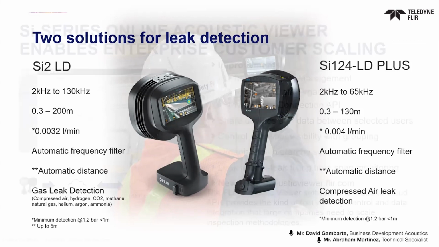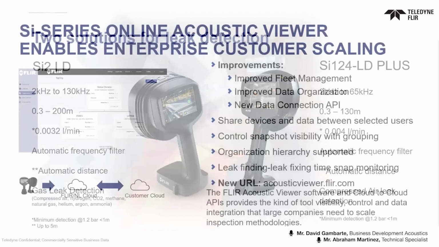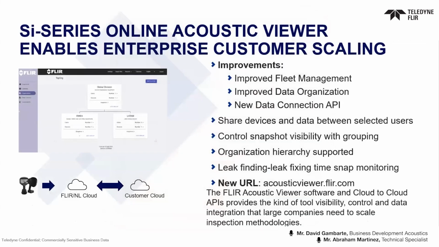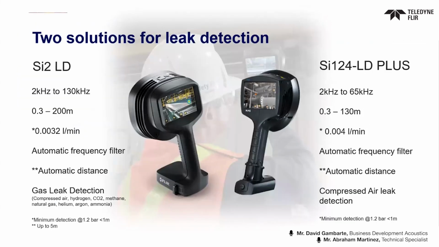The SI-2 has a lower detection threshold, so it's more sensitive, let's say. Both have automatic frequency filtering and auto distance up to 5 meters. That's very important to know: the automatic distance calculation done by the camera is up to 5 meters. Over 5 meters, users need to select the estimated distance, or maybe use a laser for distance calculation.